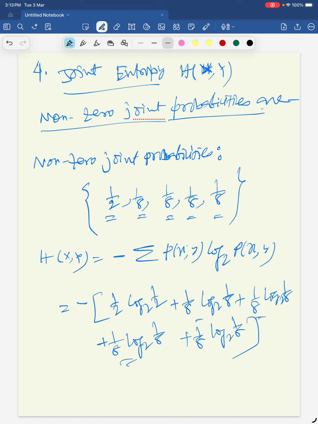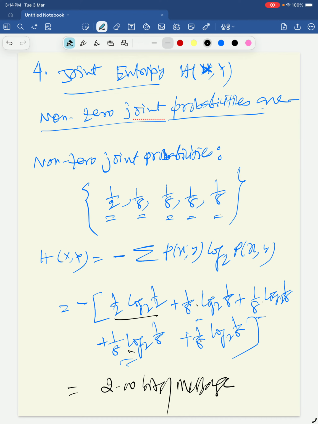So we can easily do that. Half log to the base half, and 1, 2, 3, 4. 4 into 1 by 8 log to the base 1 by 8 we can do. Anyway, if we calculate it, it will give you 2.00 bits per message.